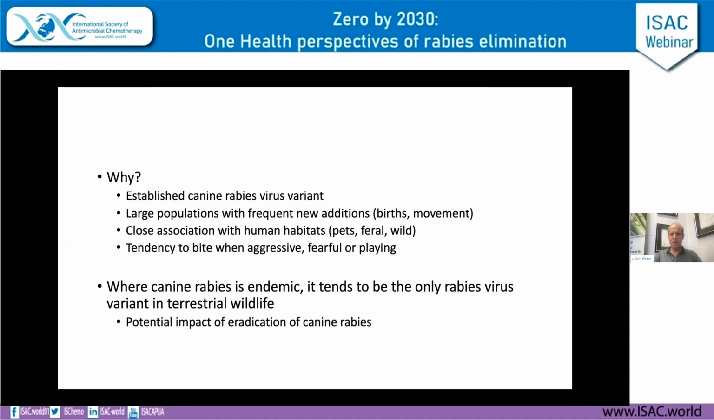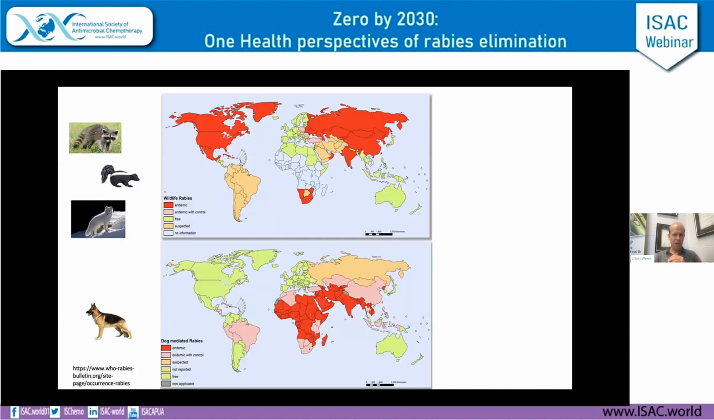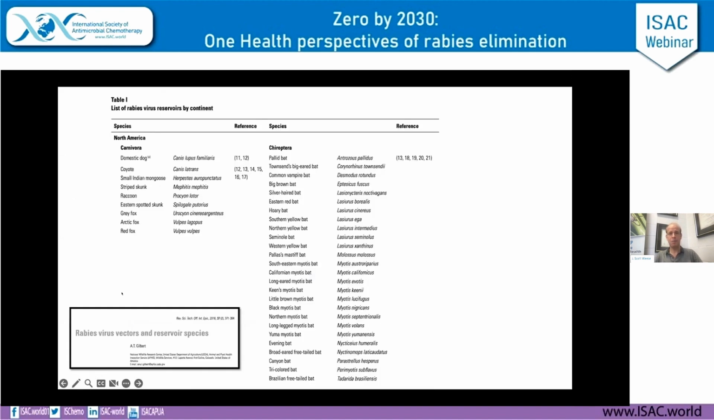What's interesting about canine rabies is when it's endemic, it tends to be the only rabies virus variant that's around in terrestrial animals. So if we look at these two maps here, the bottom one is canine rabies. So red is obviously endemic. The top one is wildlife rabies, where you see that the areas where we have established endemic, hyper-endemic canine rabies, we don't tend to have as much wildlife rabies. And within an area, if we have a lot of canine rabies, spillover into terrestrial wildlife will occur. And it's usually the canine variant spilling over. It's typically not a parallel wildlife variant occurring. Versus some other areas where we don't have canine rabies, we have one or more wildlife variants to consider.